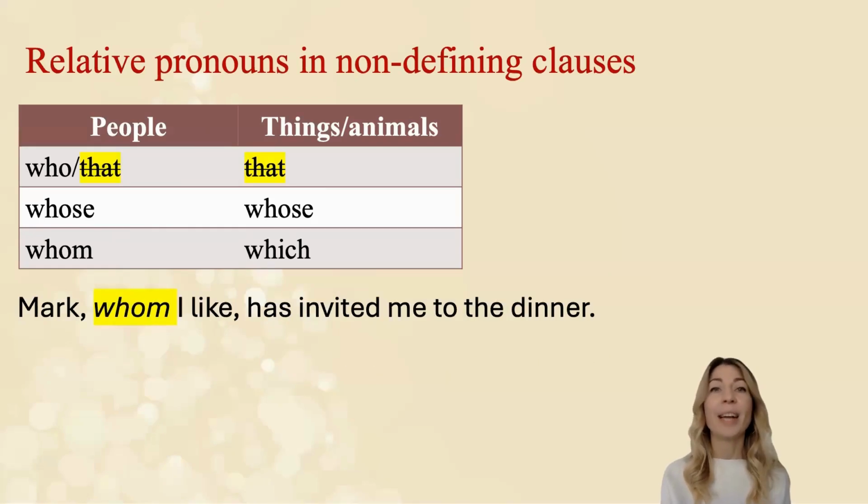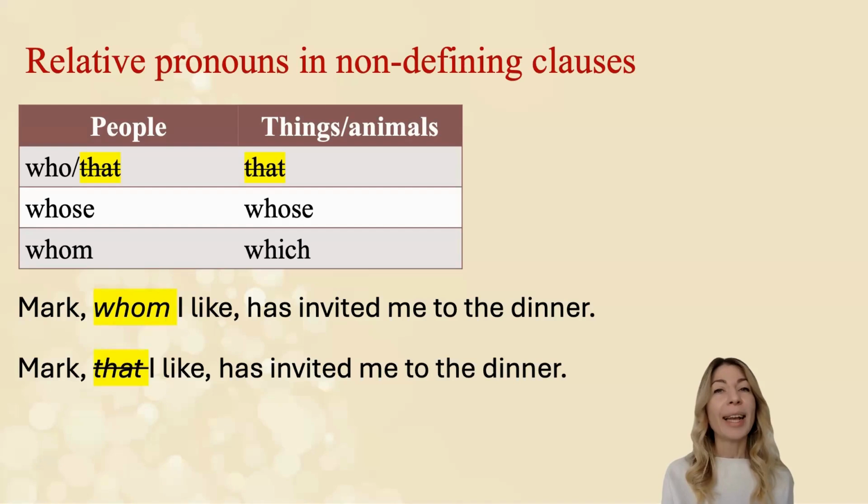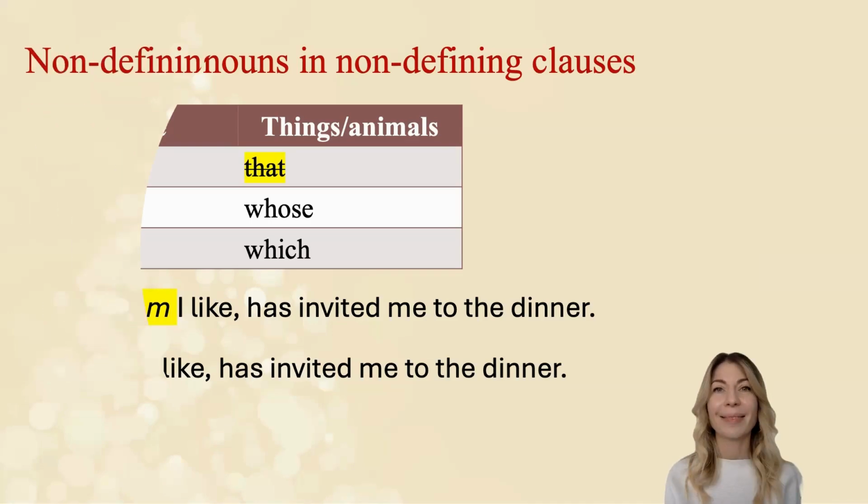Let's have a look at another example. Mark, whom I liked, has invited me to the dinner. Okay, I cannot say Mark that I like has invited me to the dinner, because this is a non-defining clause, and that's why we cannot use that instead of whom or who or which. In this case, it's about a person, so it's who or whom. I hope it's clear why we cannot use that in non-defining clauses right now. Let's move on.